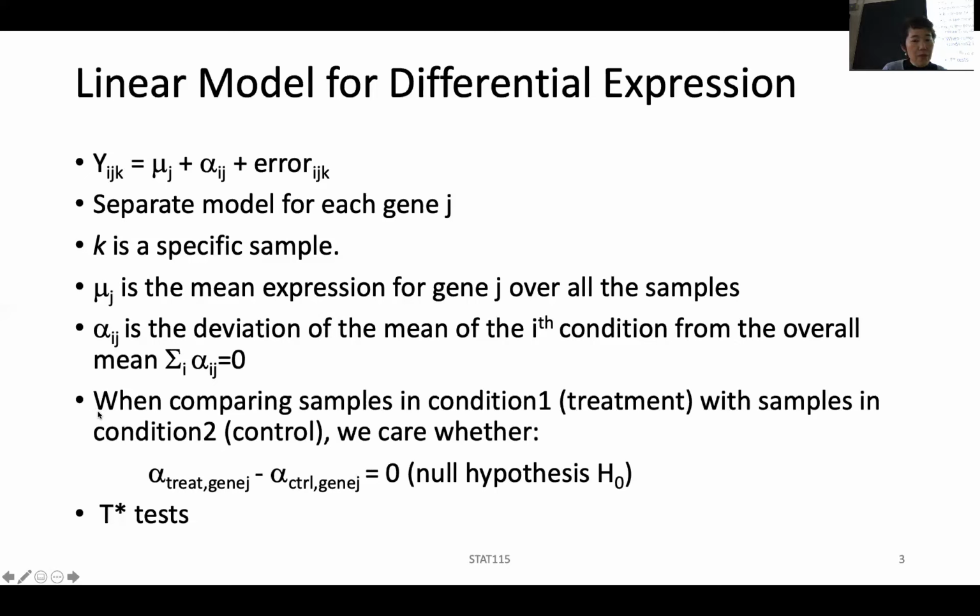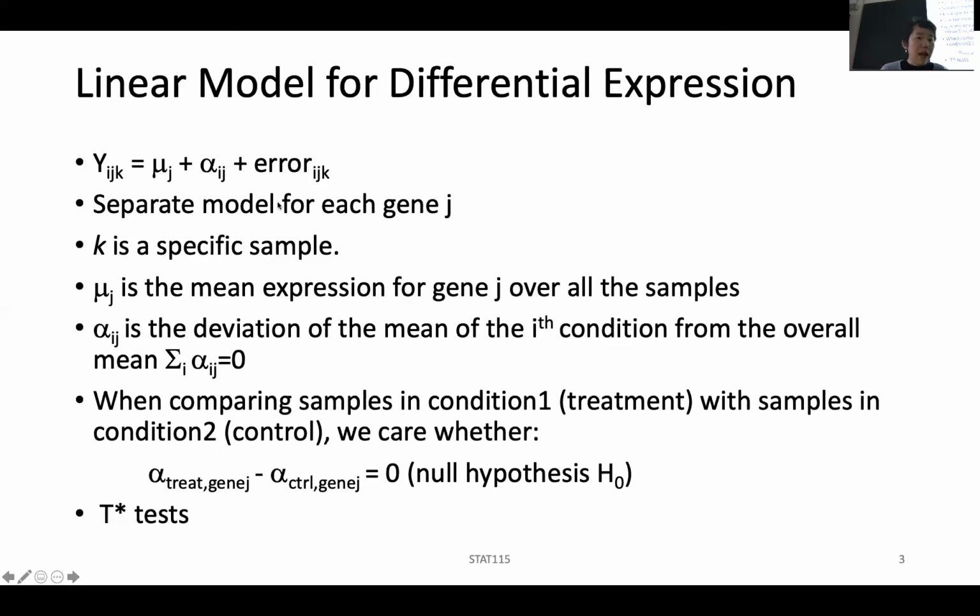Then when we are trying to compare the samples in condition 1 with the samples in condition 2 on this particular gene, what we are really trying to ask is, is this conditional effect on gene J compared to the control on this gene J equal to 0? Is it equal to 0? This is what we call the null hypothesis. We don't reject the null hypothesis. We'll say this gene between the treatment and control is not differentially expressed. But if you believe that they are different, then this will not be 0, and you will reject the null hypothesis and call this gene differential.